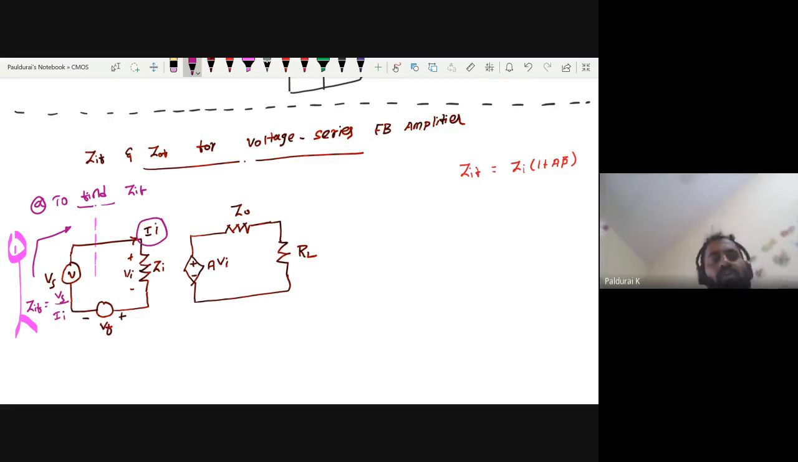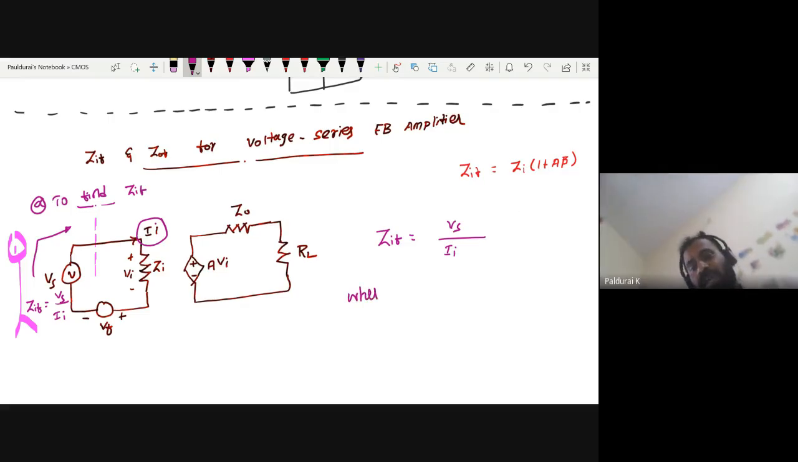So I want to find the ratio between Vs and Ii. That will give you my input impedance with feedback, right? So I can write Zif equals Vs by Ii. Okay, where what is Vs?